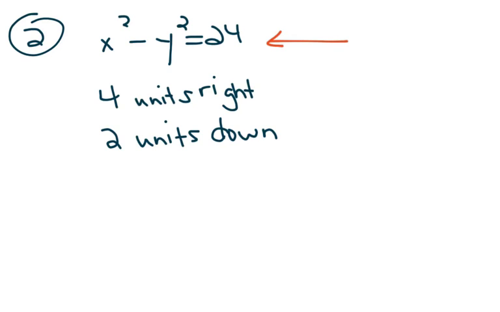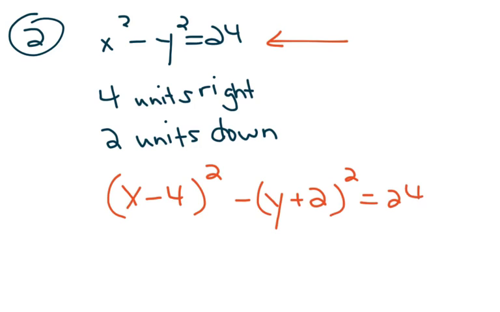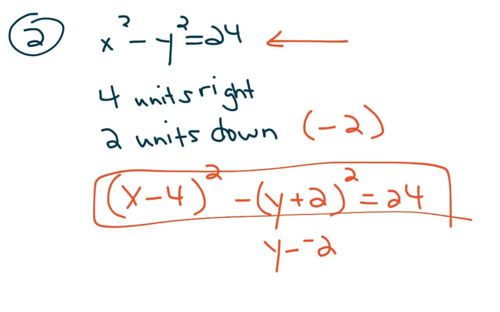Well, when you move a graph left or right, you're changing the x value. So I'm going to make this x minus 4 squared. And then in order to move the graph 2 units down, this is going to become y plus 2 squared. Wait a second. If I'm moving the graph down, why did it become y plus 2? Because what happens when you plug a negative in? It's going to be y minus -2. And that's where the plus 2 comes from. And this would be the equation that's been translated 4 units to the right and down 2 units.